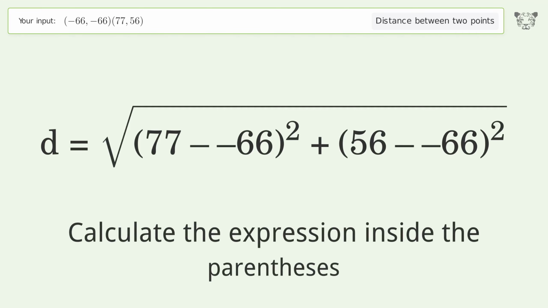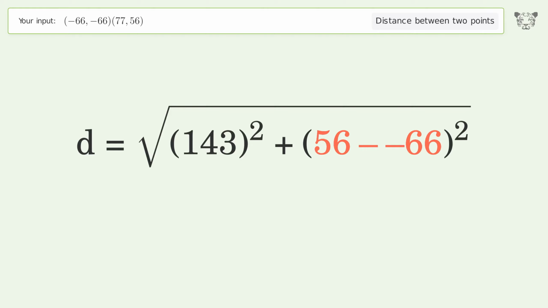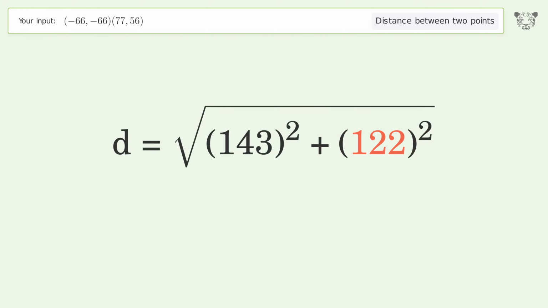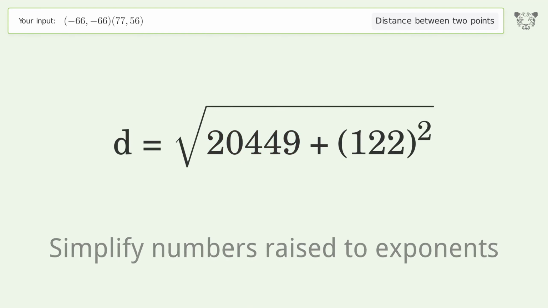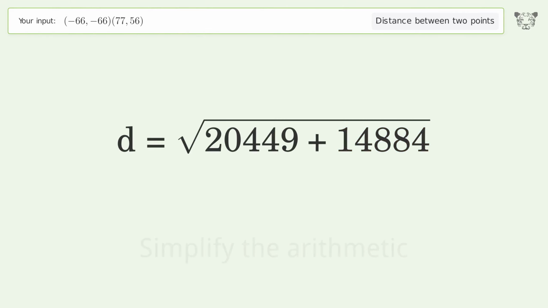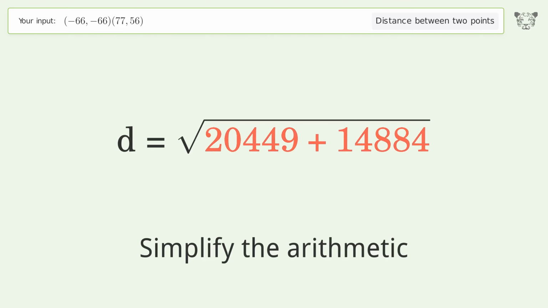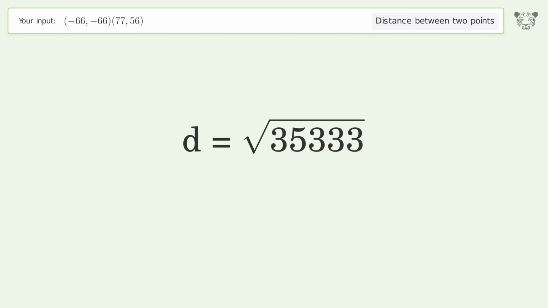Calculate the expression inside the parentheses. Simplify numbers raised to exponents. Simplify the arithmetic. And so the distance between the 2 points is the square root of 35,333, or 187.971.